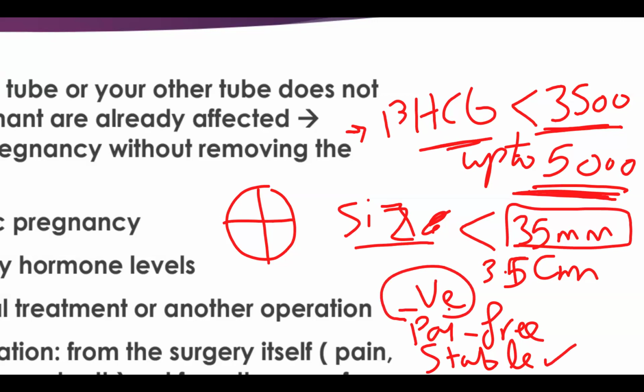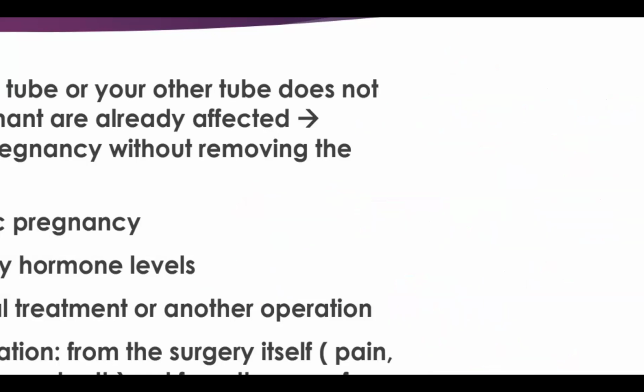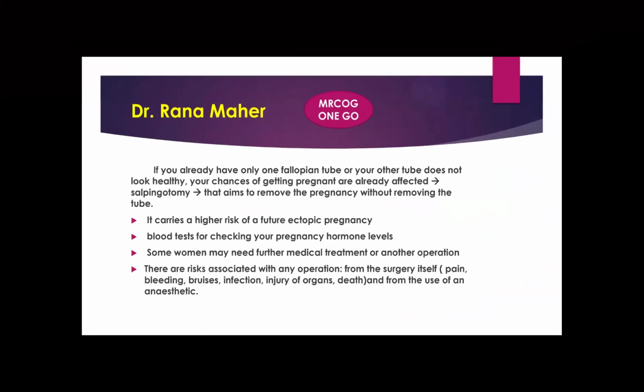If the patient fulfills all the criteria, then yes, you can offer her the medical management. If the patient fulfills all the criteria apart from one criterion, then no, please offer this patient surgery. For example, the beta-HCG 2000 and the size of the sac 38 millimeter times 25 millimeters. What do you think about this patient? Now, this patient here, the size is more than 35, so please don't offer her the medication. We need to offer her the surgery at that time. And the patient has to fulfill all the criteria. Please remember this in the exam.